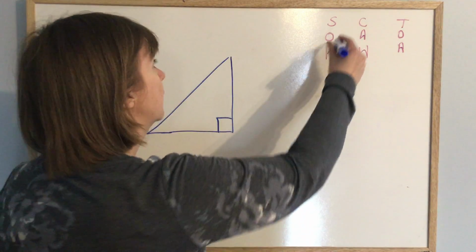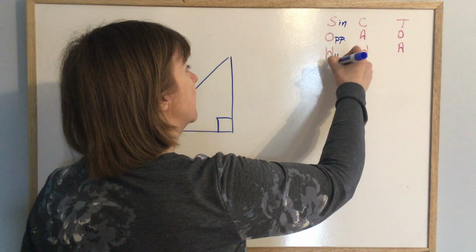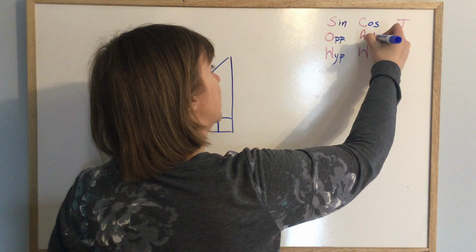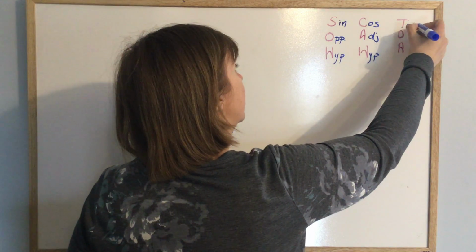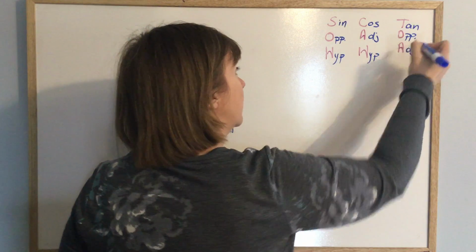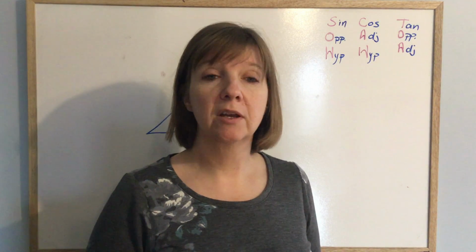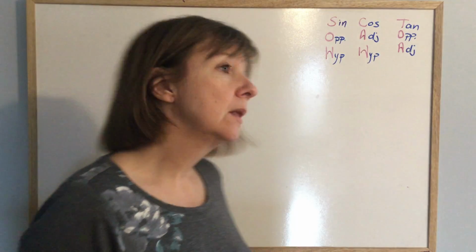So SOHCAHTOA: sine is the opposite side over the hypotenuse side. Cosine is the adjacent side over the hypotenuse side. And tangent is opposite over adjacent. We did this in grade 9. You did it in grade 10. We're doing it again in grade 11, all right?